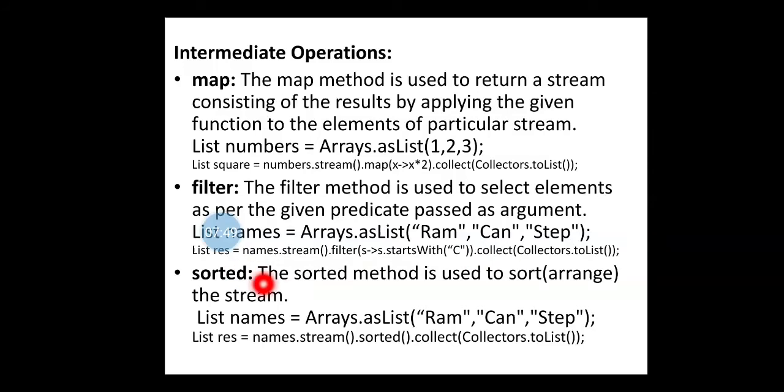So the third one is sorted. By the name itself we can identify that the purpose of the sorted method is to arrange the elements in either ascending or descending order. By default, the sorted method arranges the elements in ascending order. So again we have applied the same concept. The only change is that we are going to apply the sorted method. Sorted arranges the elements in ascending order. After that, with the help of the toList method again, we convert the stream of data into list type.